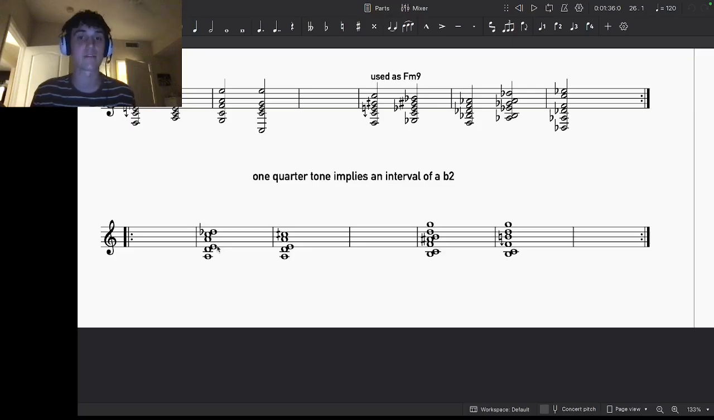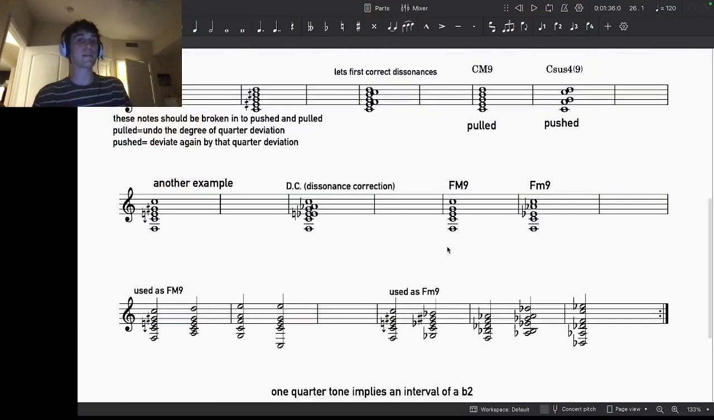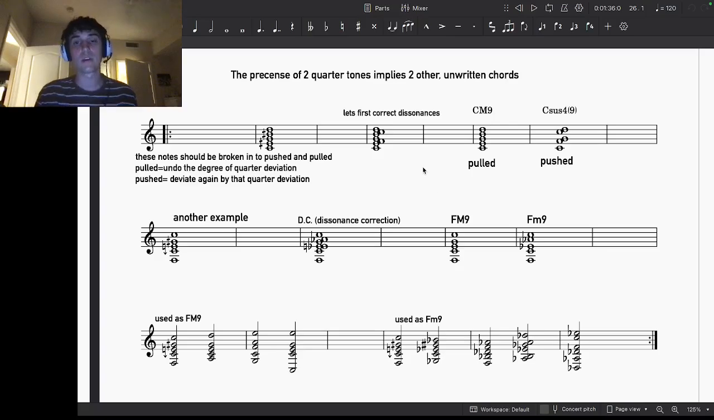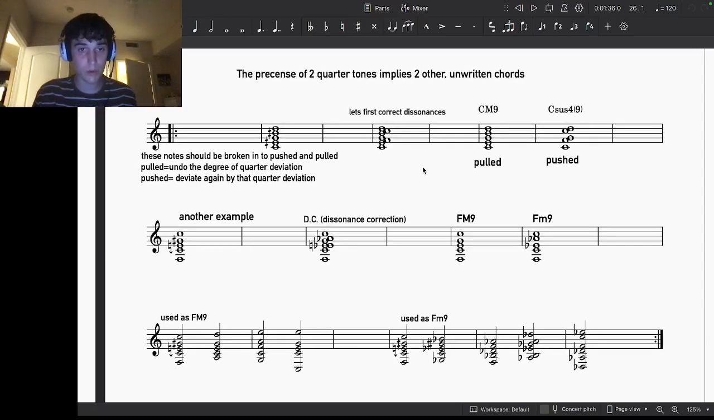So this one quarter tone idea is what we just talked about, right? It implies the interval of a flat 2. So what happens if you have 2? Well, if you have 2 quarter tones that are different, then you have a couple different possible options. Any deviation, alteration, I'd say, to the notes into the 24 tone kind of world.